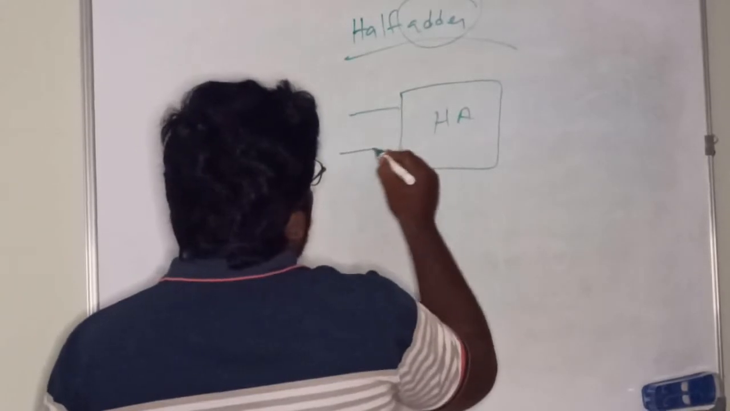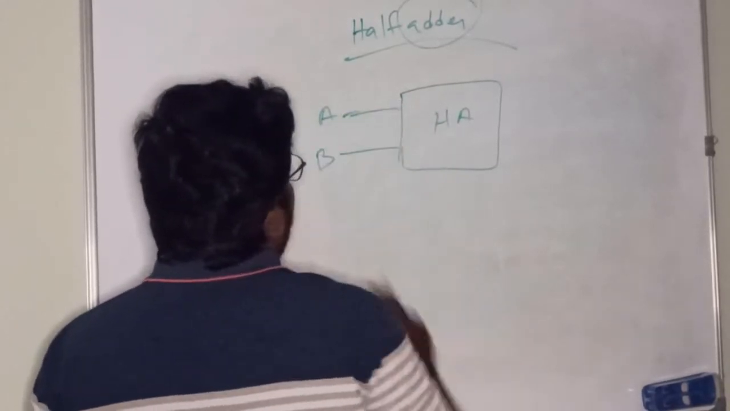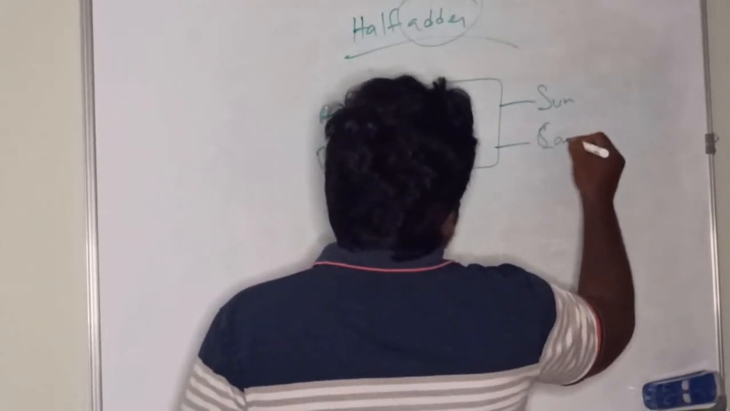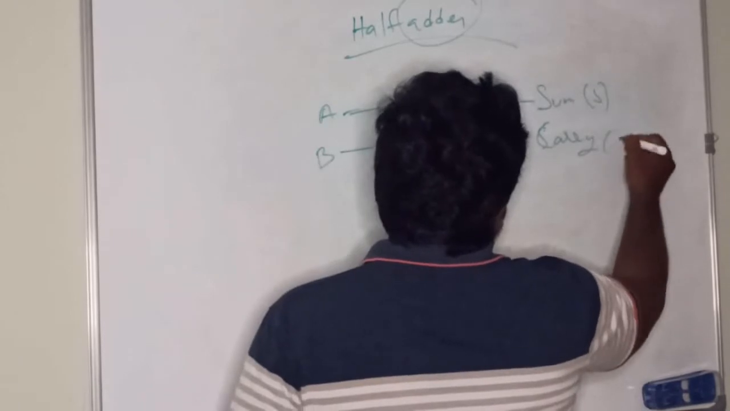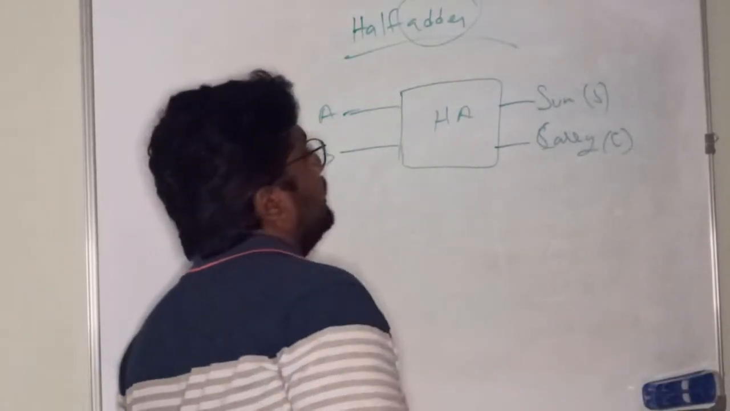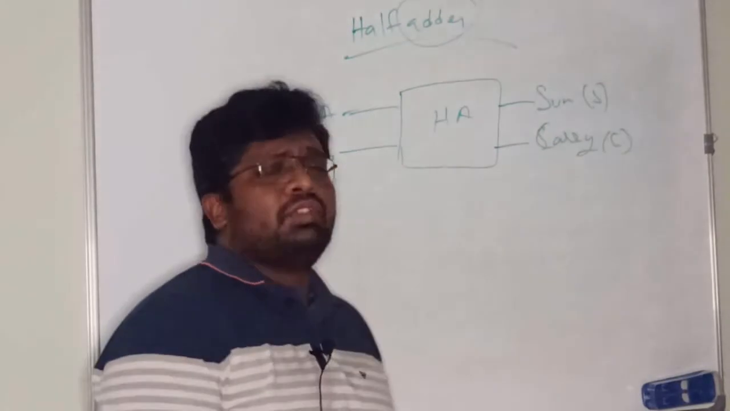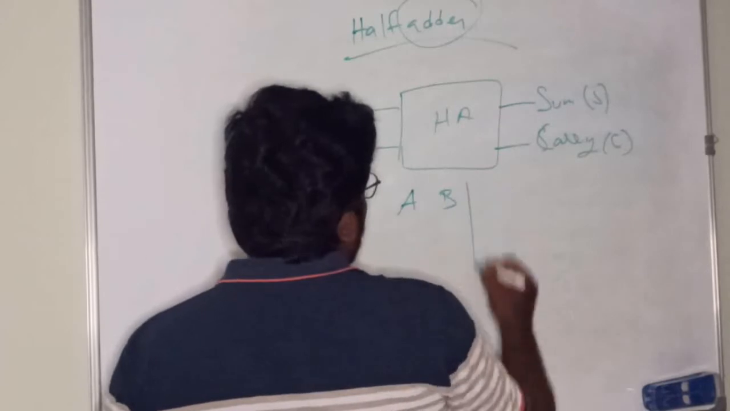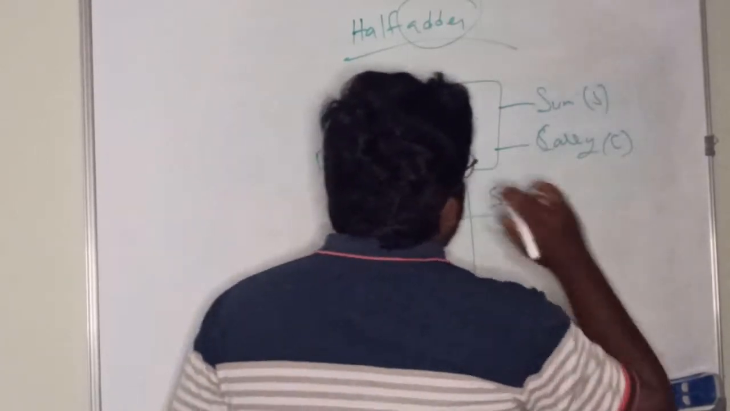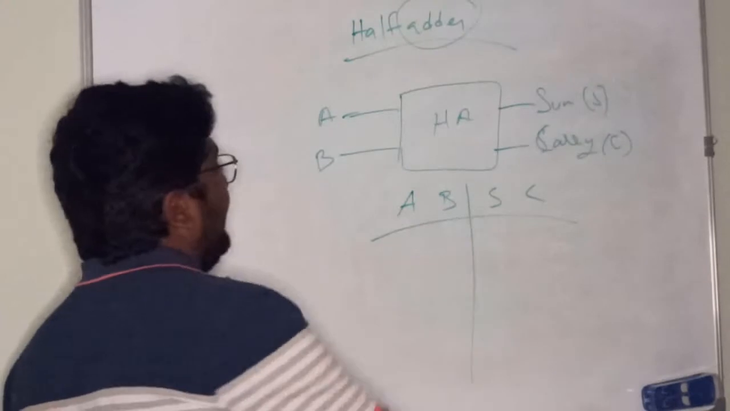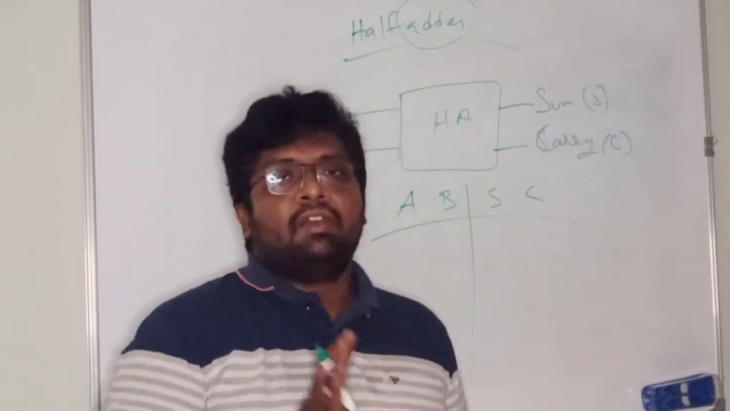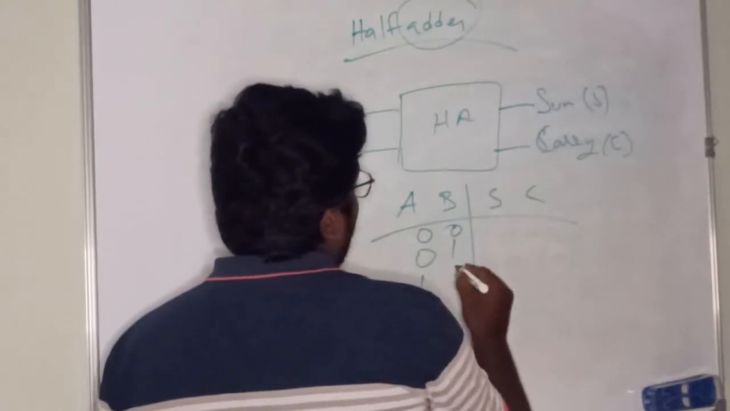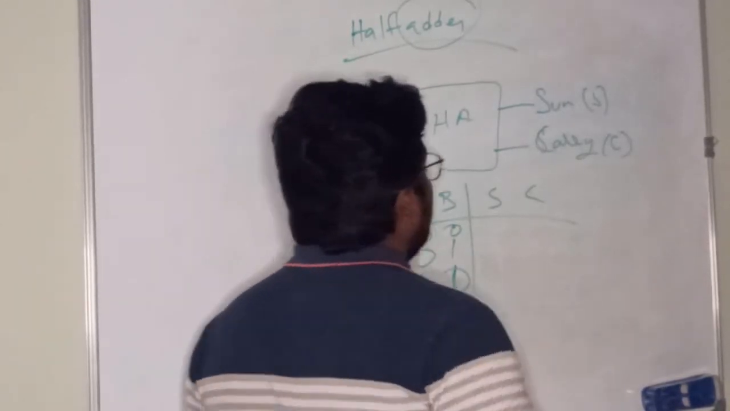It has two inputs A and B. Also it has two outputs, sum and carry. Sum will be represented with S and carry will be represented with C. Now let us see the truth table for this half adder. A and B are the inputs, sum and carry are the outputs. When we have two inputs, we have four possibilities: 0 0, 0 1, 1 0 and 1 1.